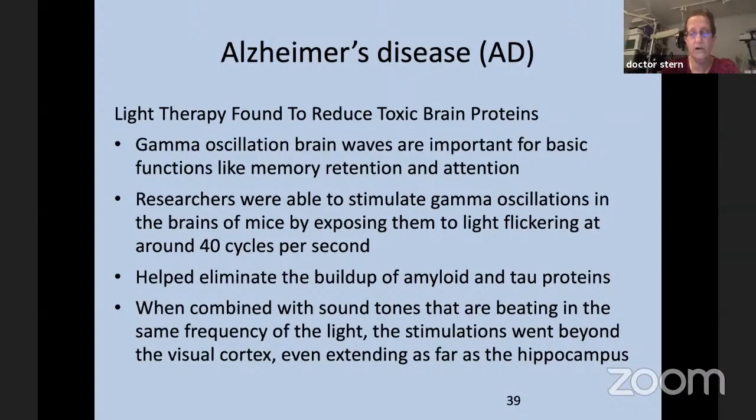And what they found was if they combined it with sound tones that were beating at the same frequency as the light, then the stimulation went beyond visual cortex, extending as far as hippocampus. So we know that this is likely to be something that will be studied more in humans.